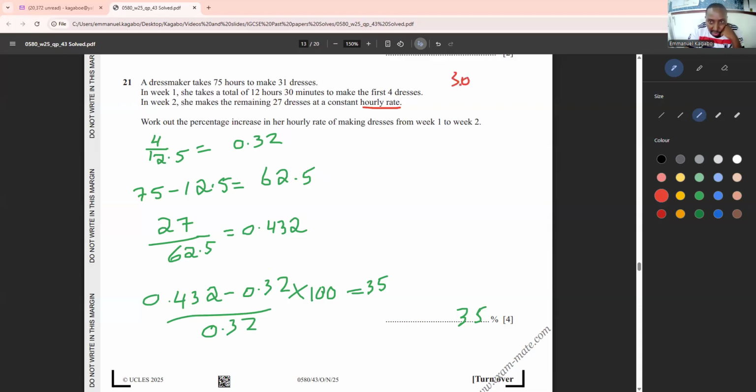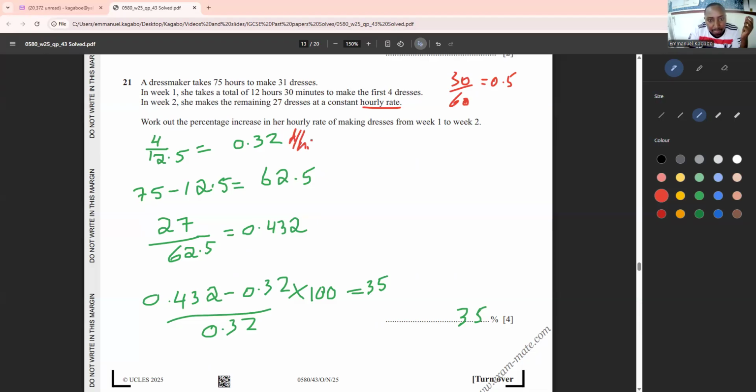Because 30 minutes divided by 60 is going to give me 0.5. And 0.5 plus 12 gives me 12.5. And now, if I've made 4 dresses in 12.5 hours, how many dresses am I making in 1 hour? So get 4 divided by 12.5, you get the number of dresses made per hour.